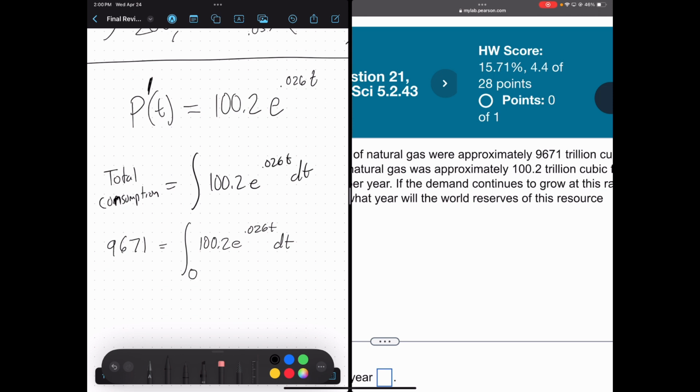Well, eventually I'm going to consume. If I try infinity, this is a growth function, which means I'm going to get an infinite value if I go all the way to infinity. I don't want to go all the way to infinity. I want to stop at some point, once my consumption reaches 9,671. This means I don't actually know where to stop yet. This is the value that I'm going to be solving for. My upper bound is just going to be a variable. I'm going to use uppercase T. Uppercase T represents the specific point that I need to stop when I've now consumed all of the natural gas reserves.